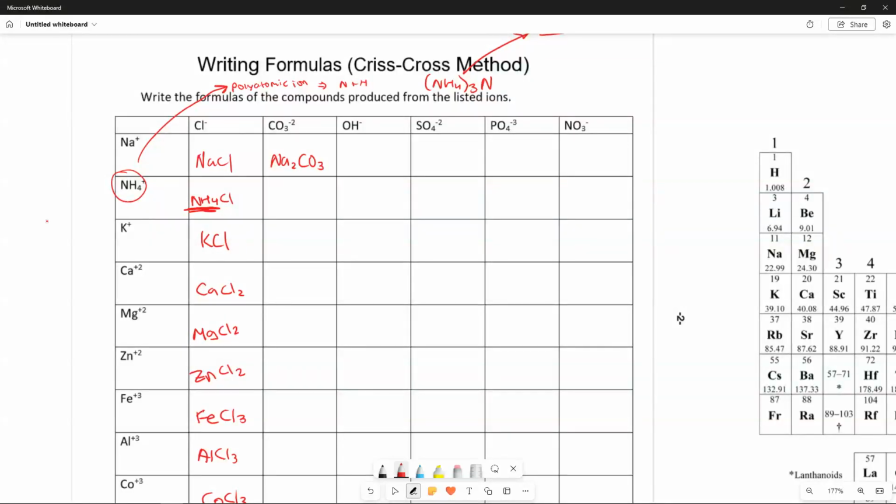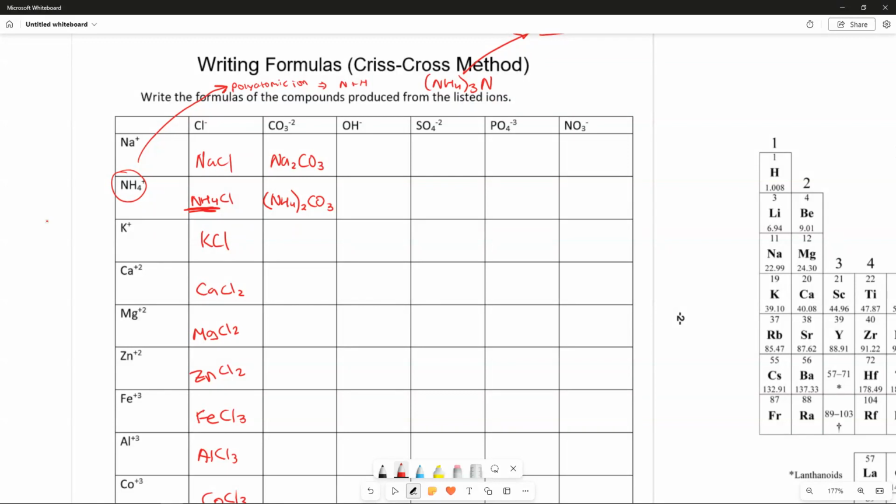NH4 has a 1 plus charge. Carbonate has a 2 minus charge. We need two of the ammoniums to cancel out the 2 minus charge in carbonate. So this time we're going to use parentheses: NH4, close that parenthesis off, and then you put your number there. So we need 2 ammonium for every 1 carbonate, (NH4)2CO3.